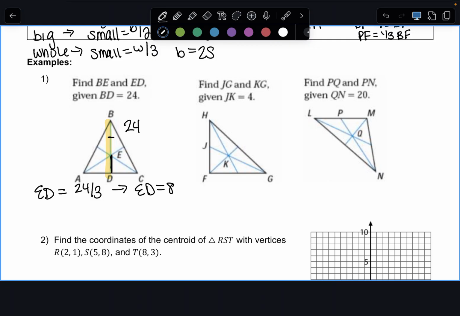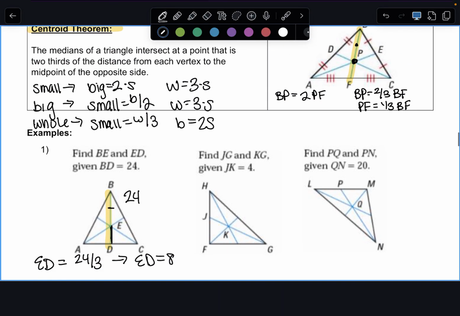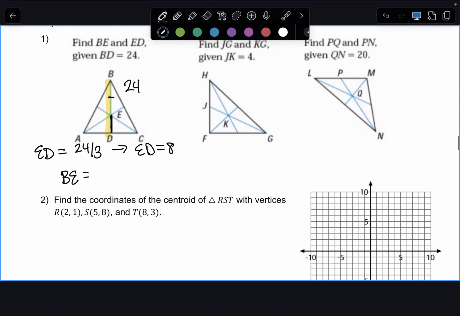Once I have my small piece, how do I find my big piece? What do my instructions say up here? What do I need to do to my small to get my big? Multiply by 2. So BE is going to be 2 times 8. BE is my big piece. So it's going to be 16.